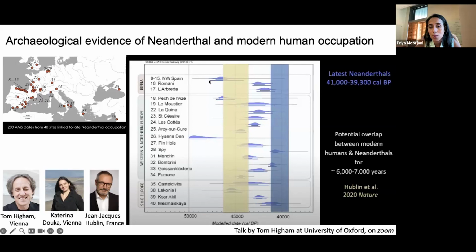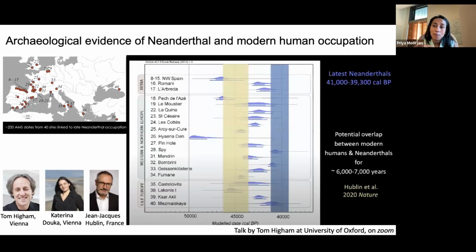In the bottom of this plot, you can see these little distributions. These distributions are of the presence of Neanderthals in different regions, and the large uncertainty accounts for the timing estimates of different individuals. Based on this, they have suggested that maybe Neanderthals were around up to about 39,000 years ago.